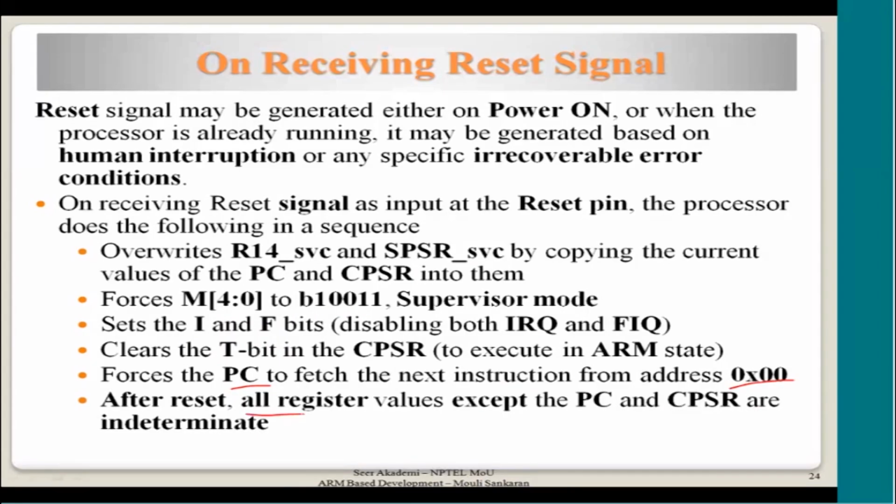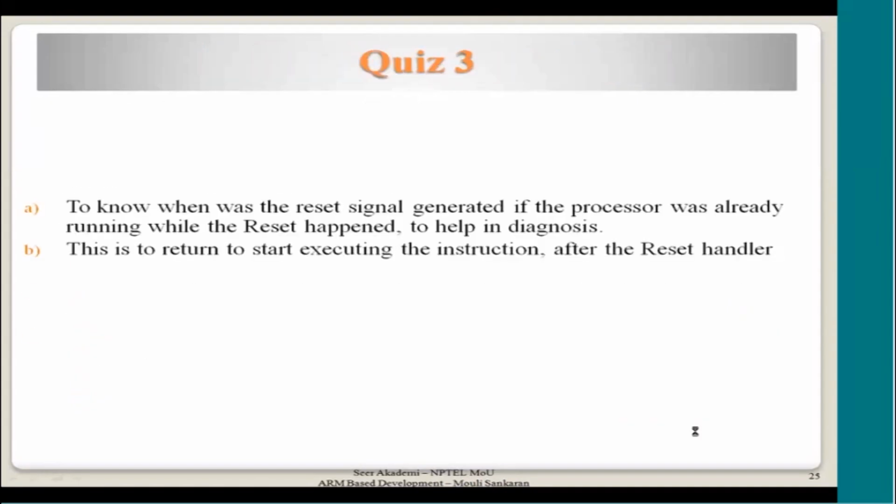So after the reset, all registers except the PC and CPSR are indeterminate. With that, the PC you are loading with a value, and the CPSR mode bits you are setting, and the T bit also you are setting. So that way they have a meaningful value. Very good. Now one more quiz for you before we end the class.